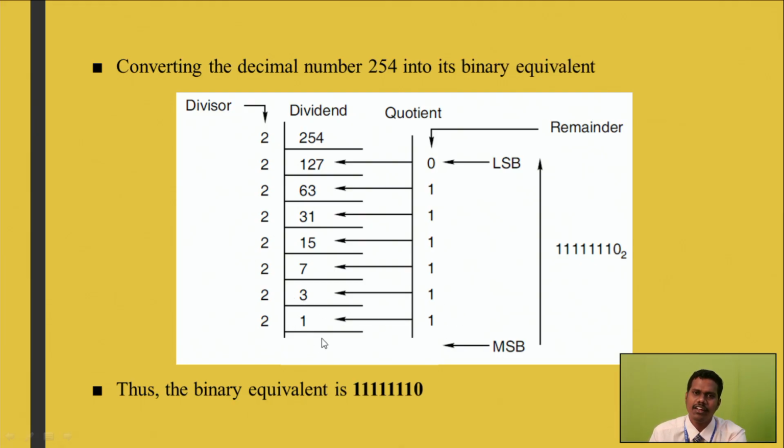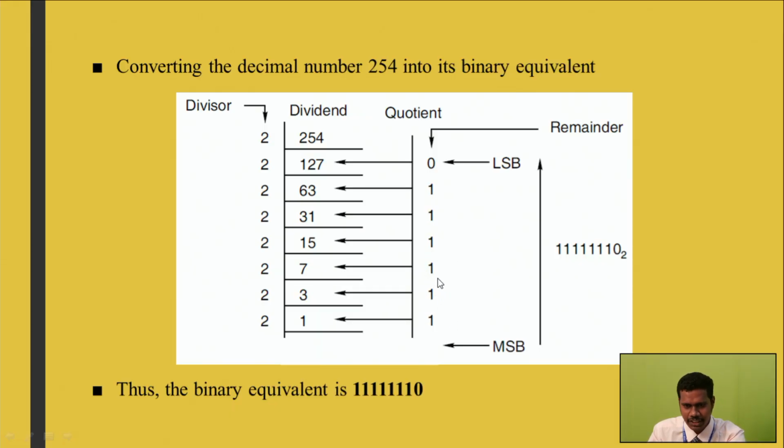After that, we cannot further divide 1 by 2. So 1 divided by 2 is not possible. So we will stop the process when we reach the quotient value 1. After that, we are going to write the binary equivalent of the given decimal number. For that, we start from the quotient value and continue in bottom to up format. So after this one, we write this one, after this one, after this one.